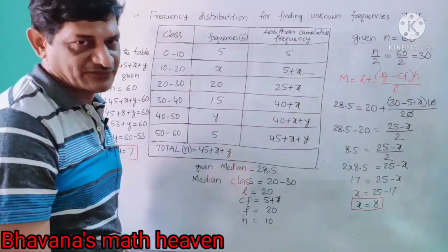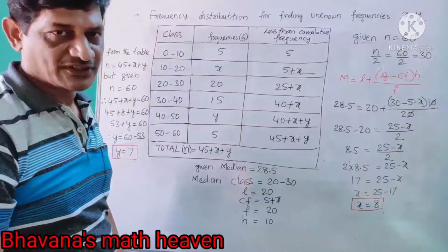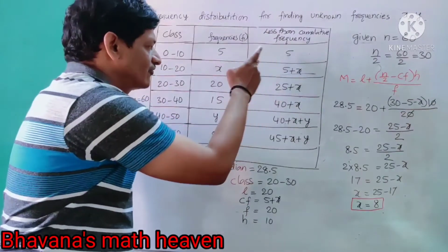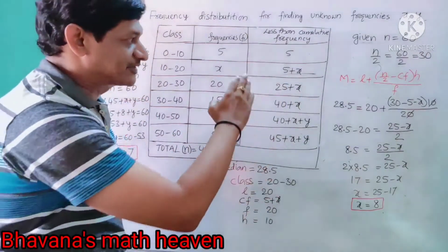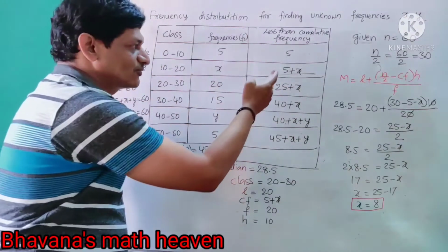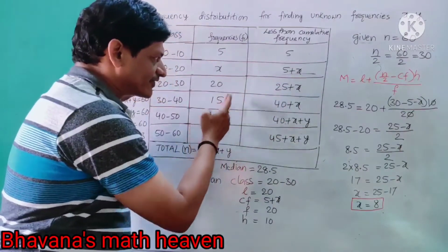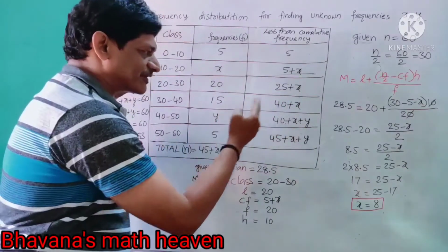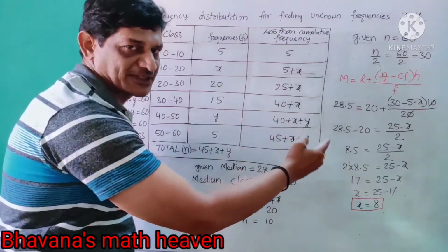So once again, the method of median: you have to create a new column, the less than cumulative frequency column. Now go on writing the less than cumulative frequencies. First frequency is 5 plus x, because two are dissimilar terms, unlike terms, they cannot be added. So write there some asterisk. 5 plus x plus 20, two constants are there, 5 plus 20, 25 plus x. 25 plus x plus 15, 25 plus 15, it is 40 plus x. Again add this y, 40 plus x plus y. Then come to the next frequency, 40 plus 5, 45 plus x plus y.